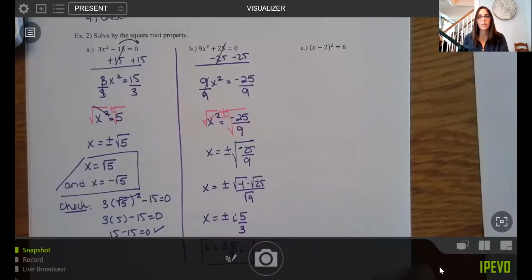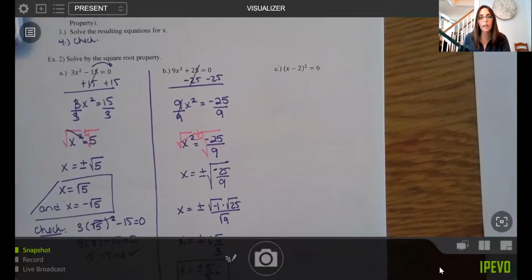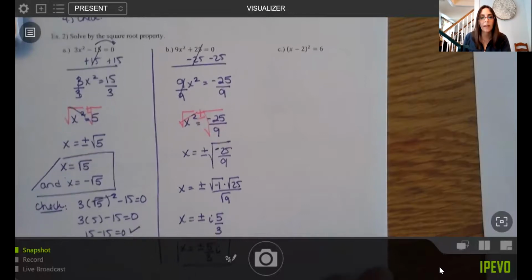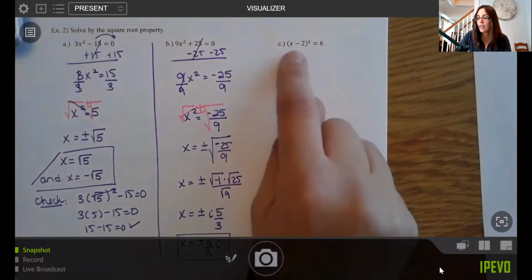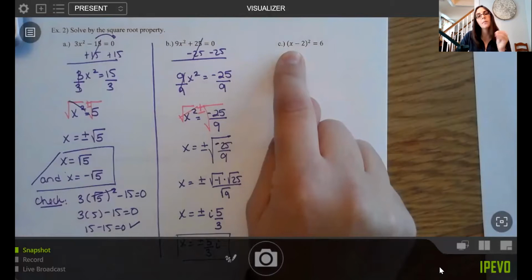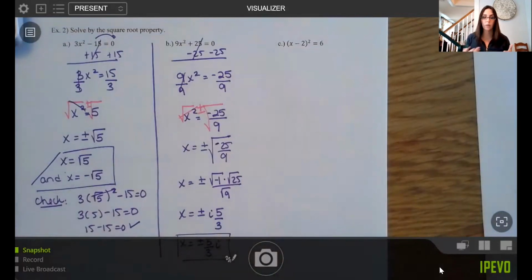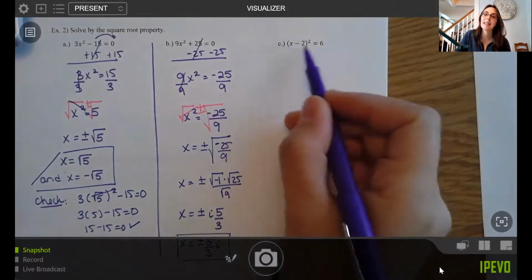All right, and let's do the last one. Now, this one may look a little bit different, but notice that it's still in that same form. My variable is being squared and there's no extra x's around. Also notice that my square part is already isolated here.